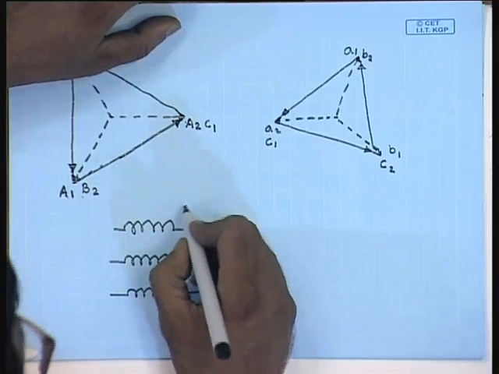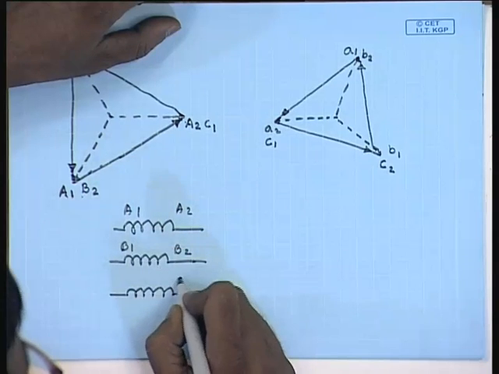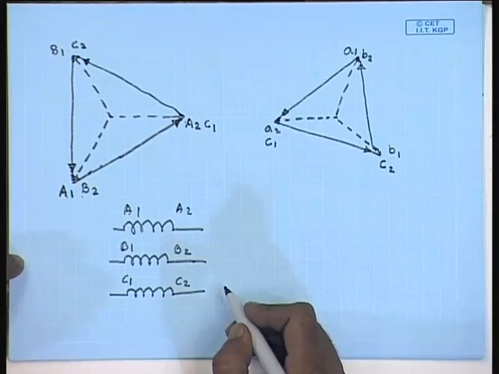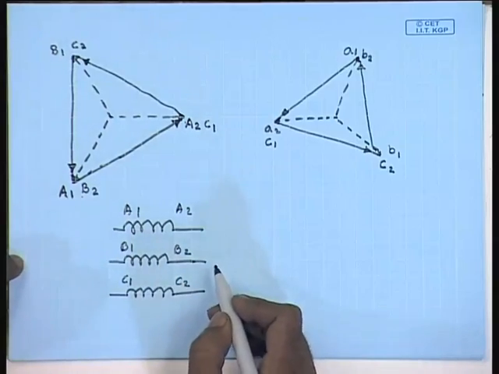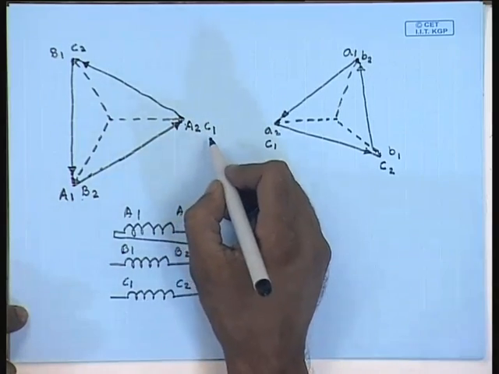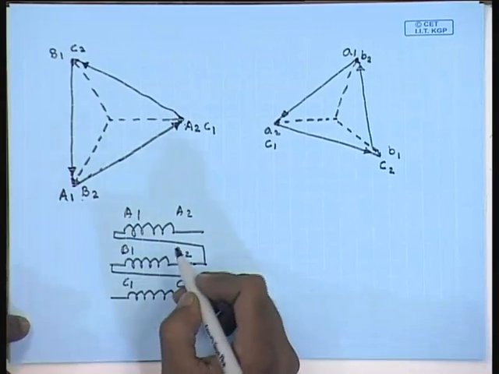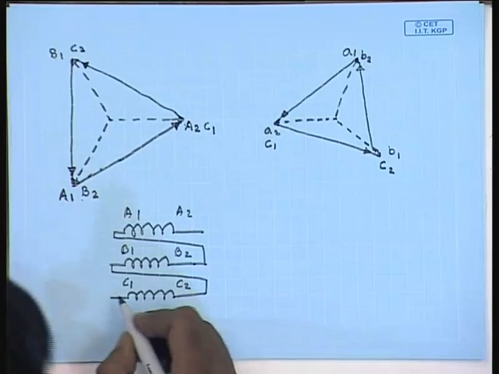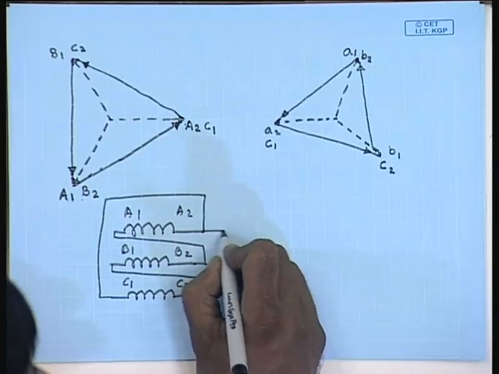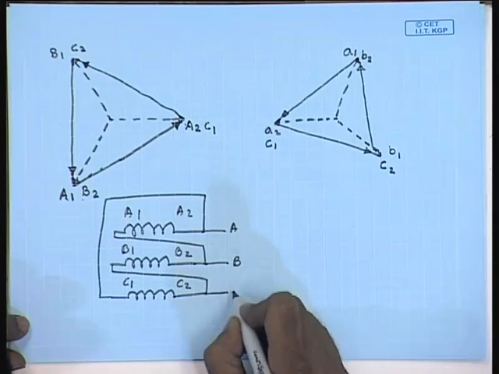Therefore, if we see the winding connections like this, A2, A1, B2, B1, C2, C1, the delta on the high voltage side is formed by connecting A1 to B2, then B1 to C2 and C1 to A2. And the lines are connected to A2, B2 and C2. These are the lines A, B, C.